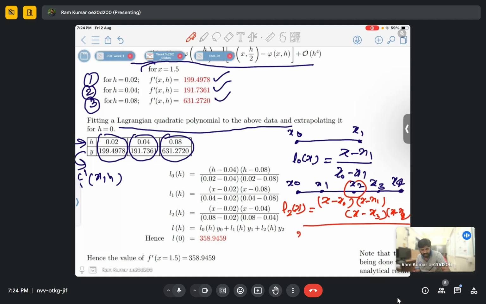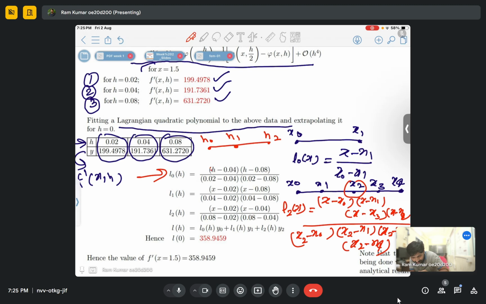Divide by, here we are going to write x2 minus x node, x2 minus x1, x2 minus x3 and x2 minus x4. So this will be our Lagrangian extrapolation. For example, this will be our L node. So H minus, here we are having 3 nodes. So this is 1, 2, 3. This is H node, this is H1, this is H2. So for L node, it will be H minus H1, H minus H2. Then H node minus H1, H node minus H2.